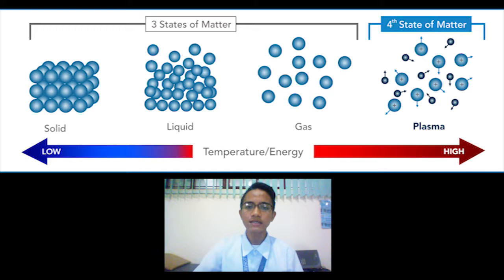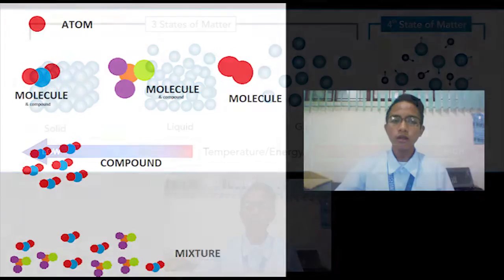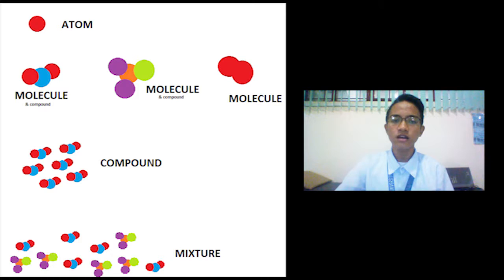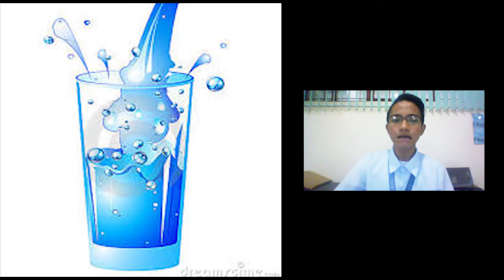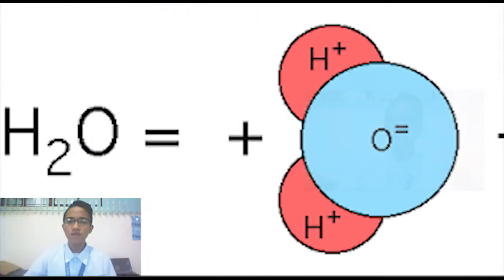Look at the right side of your screen. Molecules, compared to atoms, are larger particles formed by the combination of two or more atoms. Water is an example of a molecule. It is made up of one oxygen atom and two hydrogen atoms.